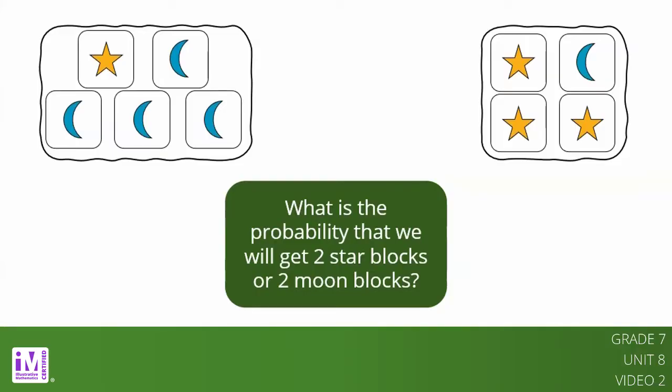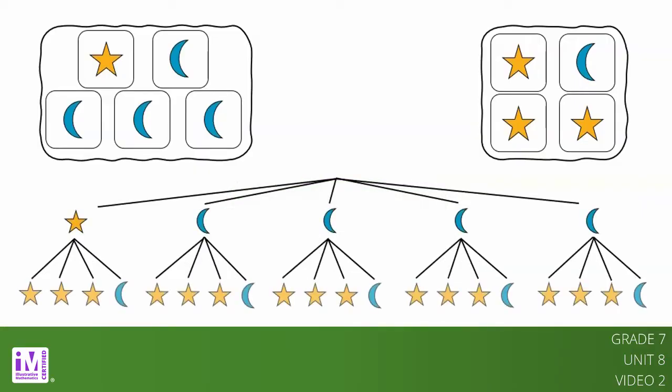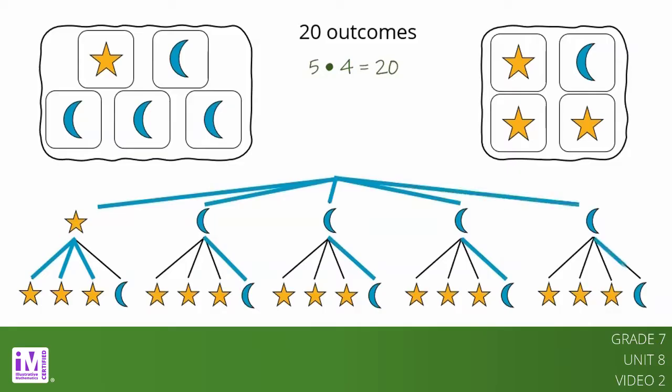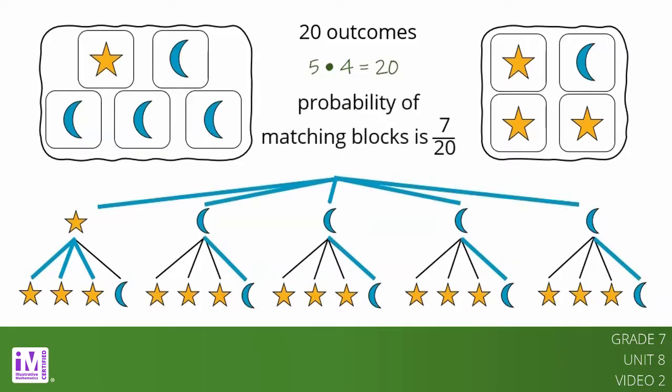We can use a tree diagram to see all of the possible outcomes. Now we can see that there are 20 outcomes because 5 times 4 is 20. Of these, 3 of them are both stars, and 4 of them are both moons. So, the probability of matching blocks is 7/20.